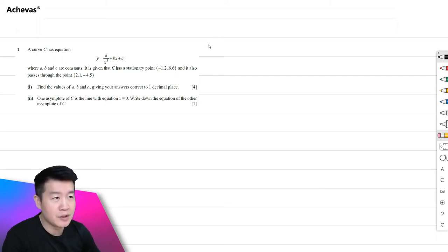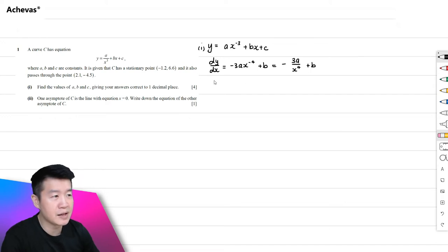So I'm doing part 1. I'm given y is equal to a over x to the power 3. Let me just rewrite it as y = a x to the power of minus 3 plus bx plus c. So let us come up with dy/dx. And dy/dx is going to be equal to minus 3 a x to the power of minus 4 plus b, which I can also rewrite as minus 3a over x to the power of 4, then plus b.